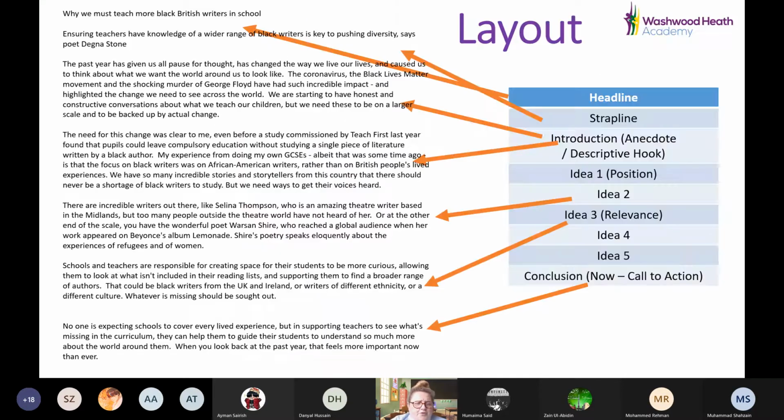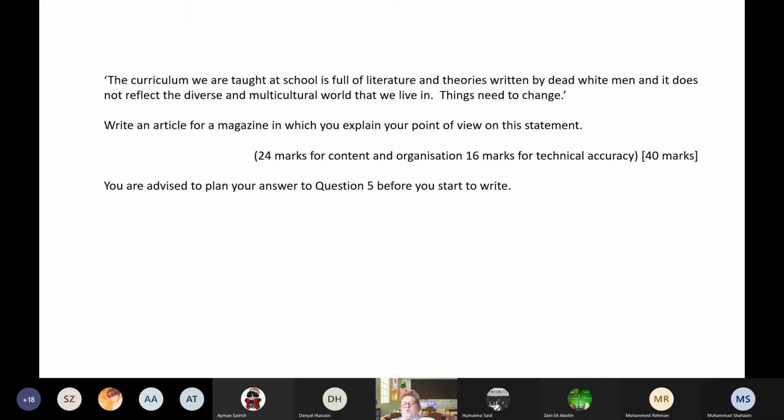So, as you know, question 5 is always going to be a piece of transactional writing. Because of COVID, we know for a fact that the transactional writing that you will be doing in the exam is an article. It could be a magazine article, it could be an online article, it could be a newspaper article. Regardless of what the article is, it will be an article. And regardless of what the article is, it will need similar structural features.